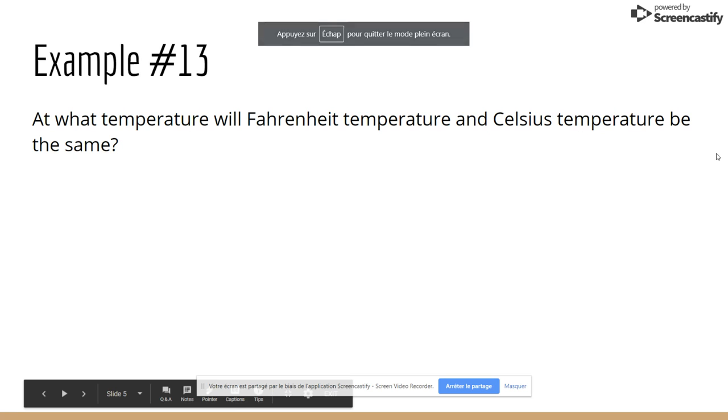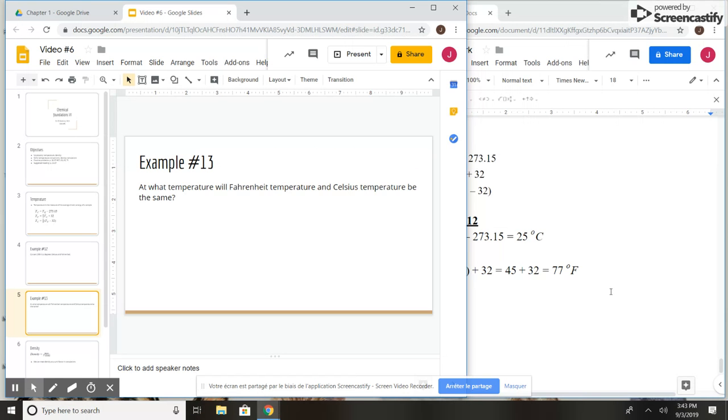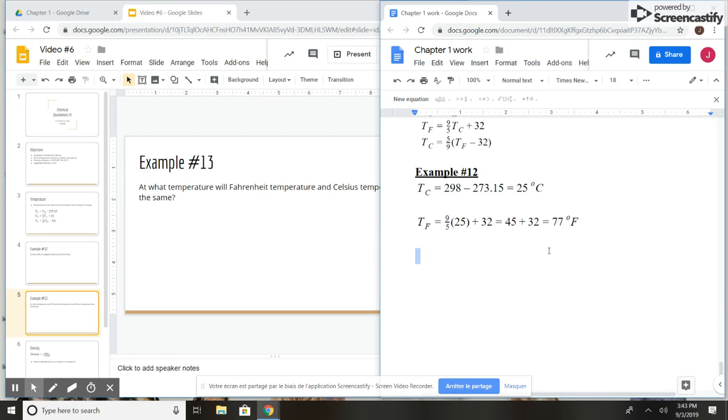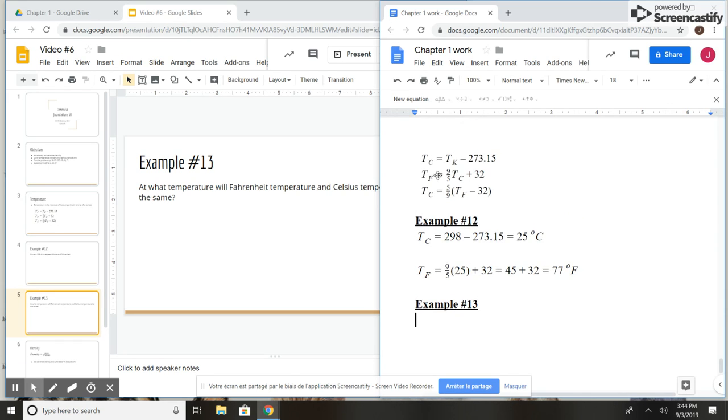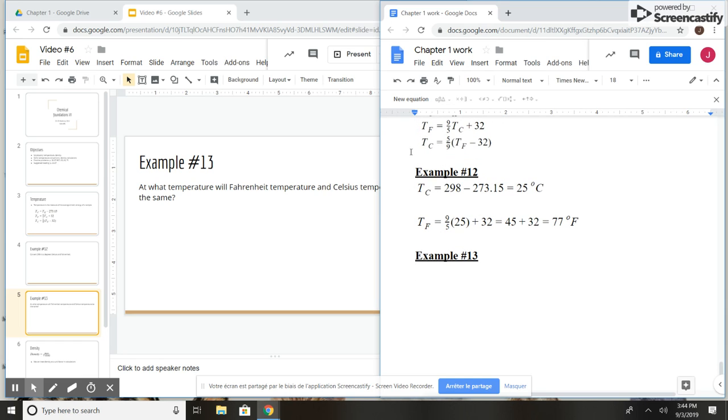Pause here. There are 2 different ways you could go about doing this. I'm going to just walk through one, but you'll get the same answer either way. You could take either one of these 2 equations, the TF or the TC one. It doesn't matter which one you pick.